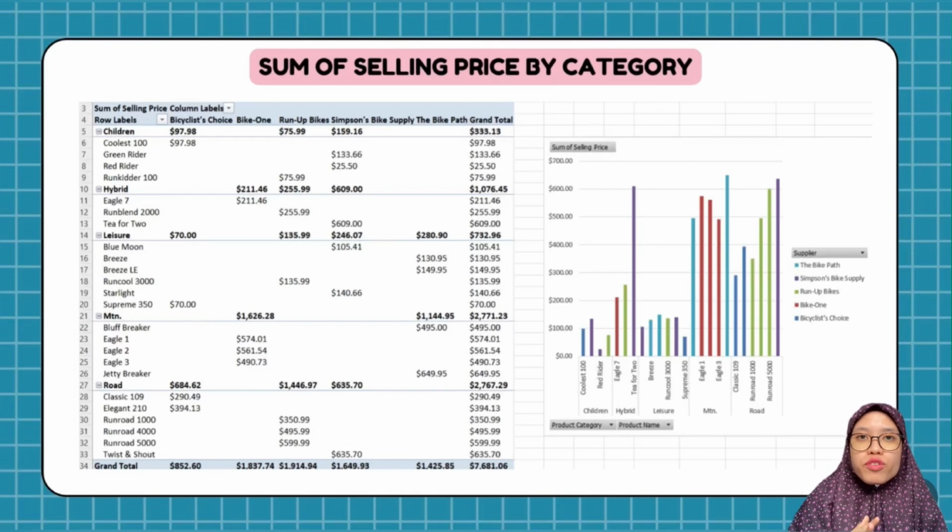First, we have the children category, which has the total of $333.13. Whereas for the hybrid category, we have $1,776.45. Whereas for the leisure category, the total is $732.96. And for the mountain category, the amount is $2,771.23. And last but not least, we have the road category, for which the total is $2,767.29.